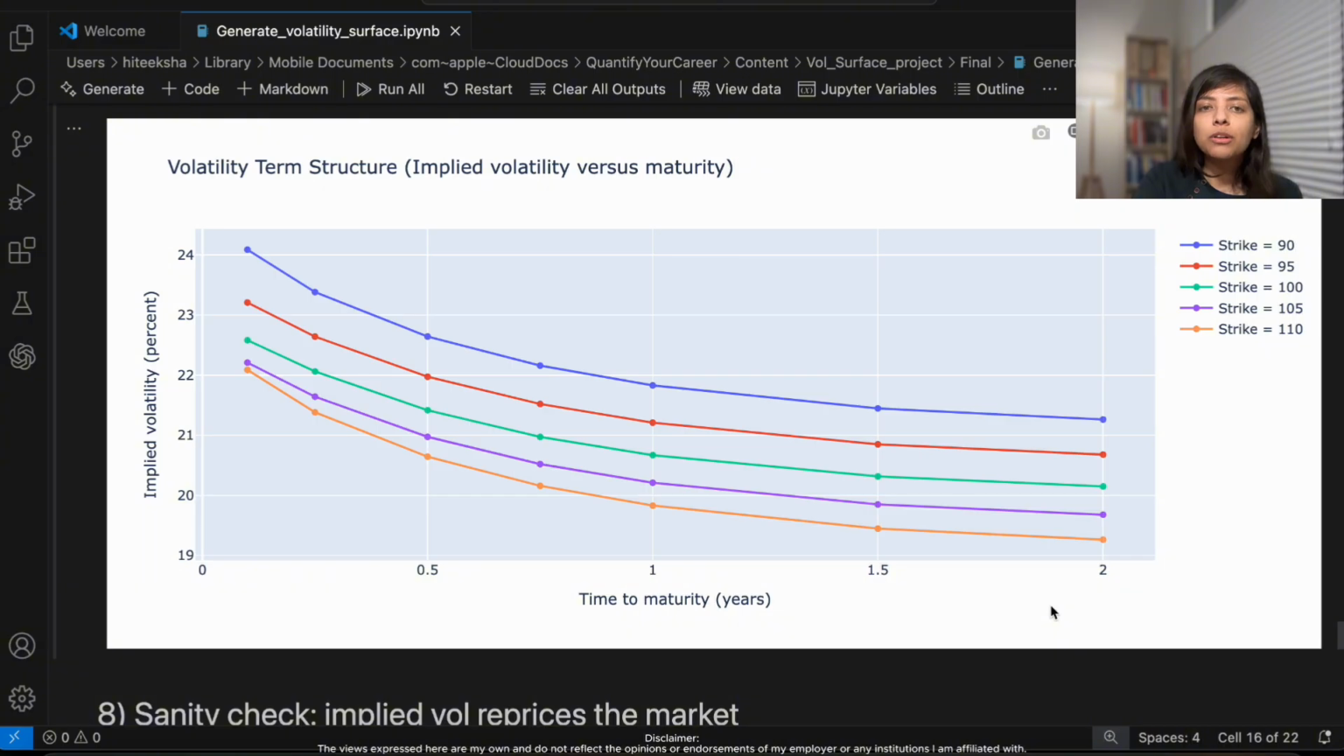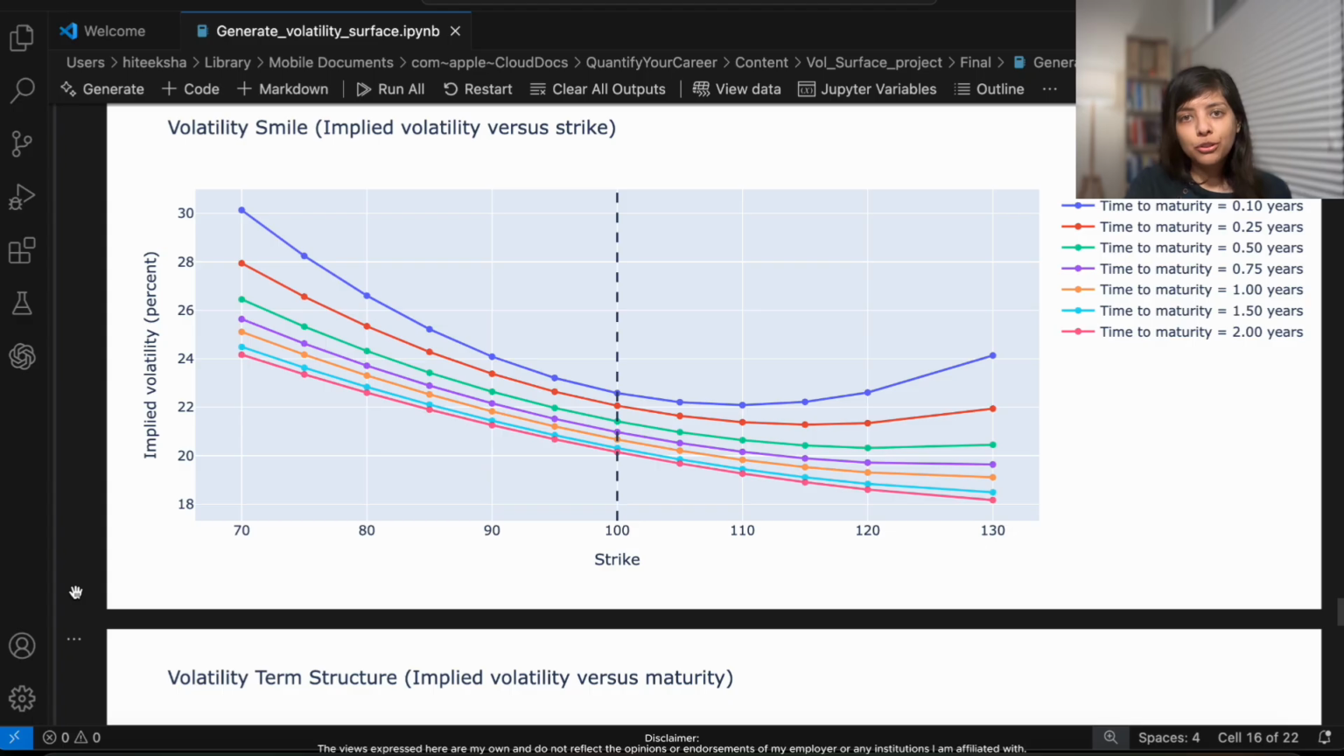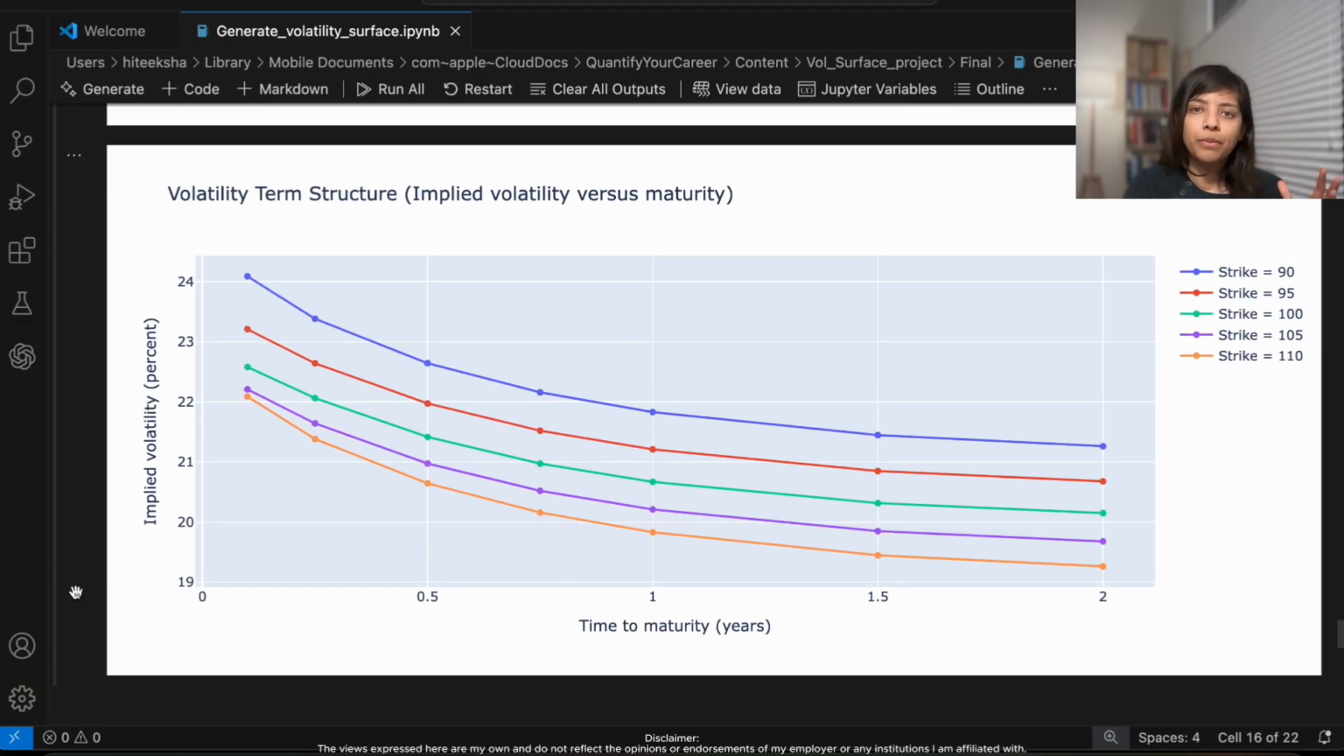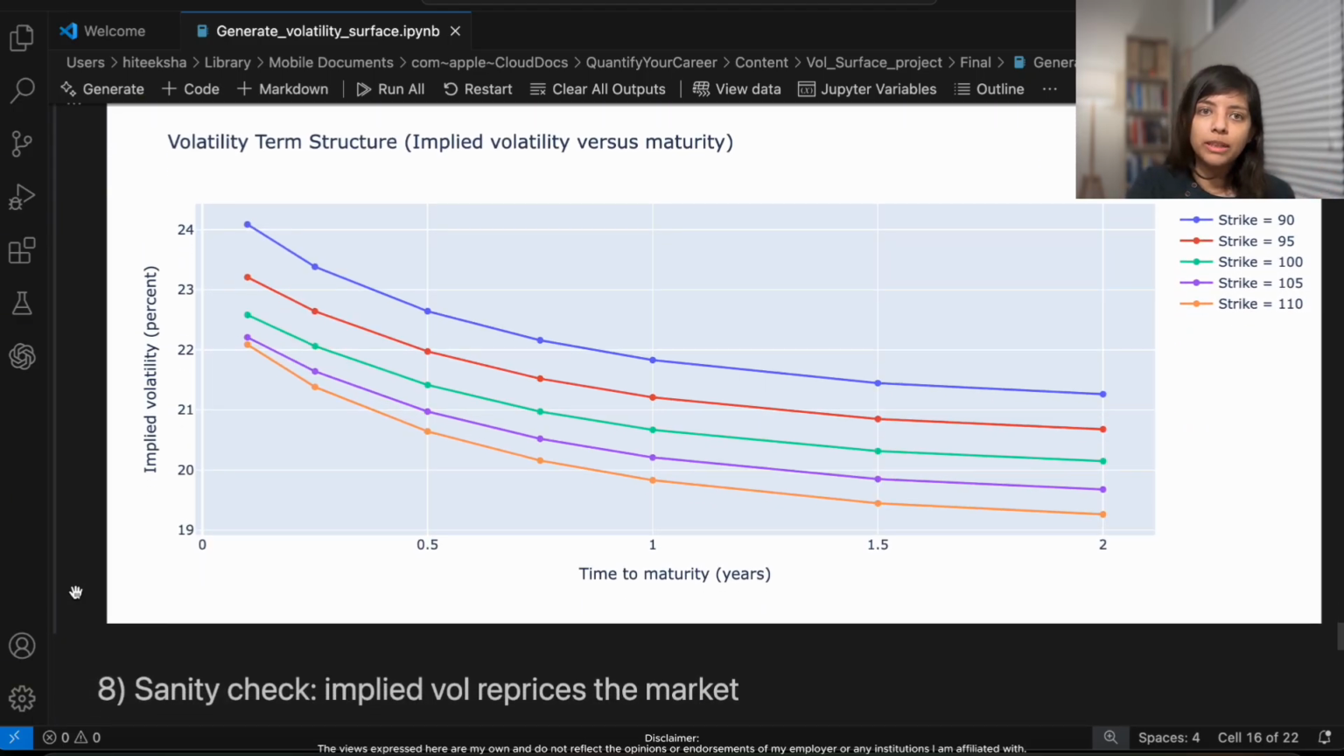And we typically plot a few strike prices near the spot price to see how the term structure behaves in the most liquid part of the market. These two plots, the smile and the term structure, these are what most quants look at on a daily basis.